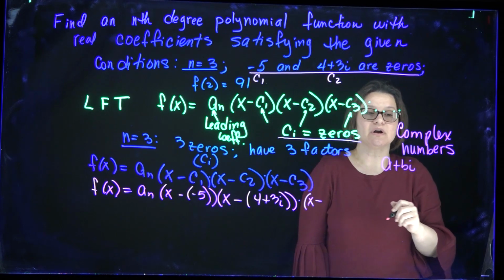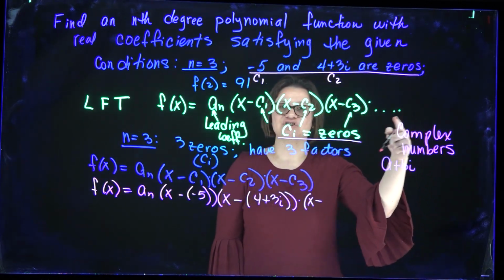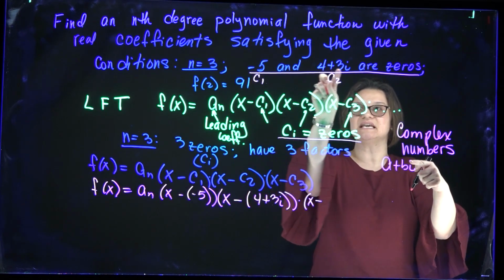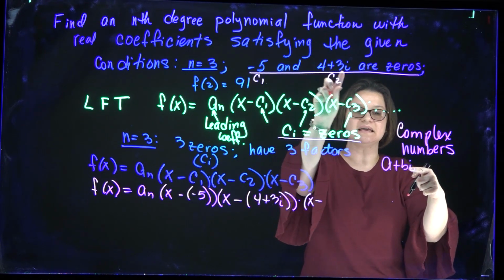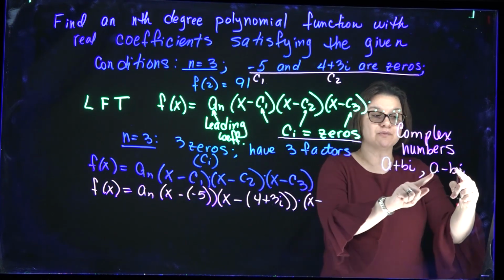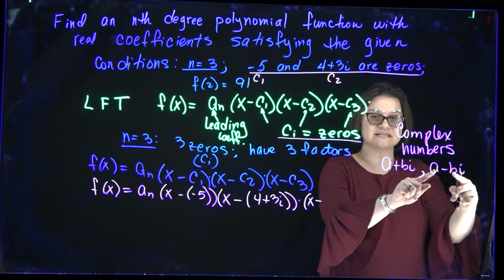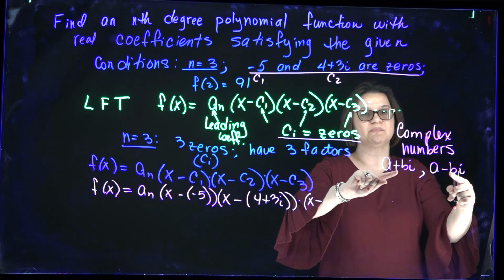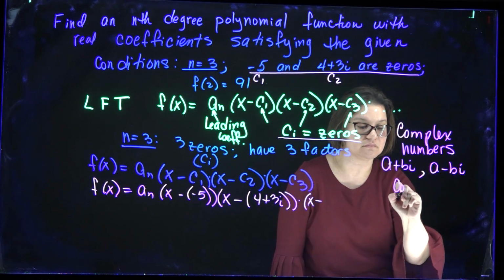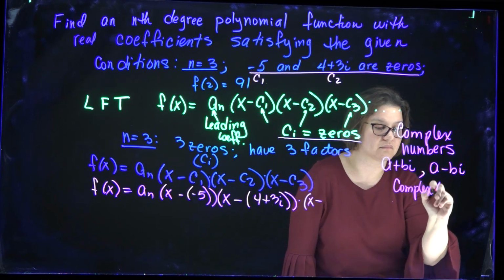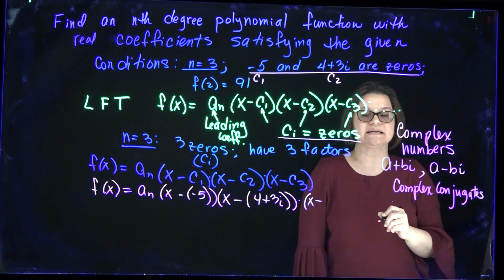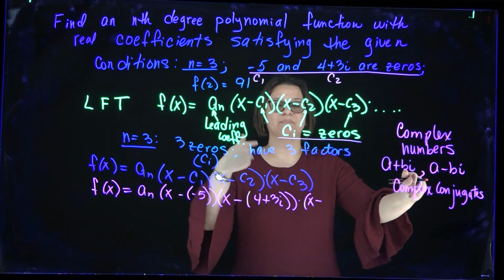All right, remember, complex numbers have conjugates, complex conjugates, right? Complex numbers come in pairs. So if we have a zero written in the form a plus bi, we will have another one in the form a minus bi. If we start with the form a minus bi, then the complex conjugate will be a plus bi. These we call complex conjugates.